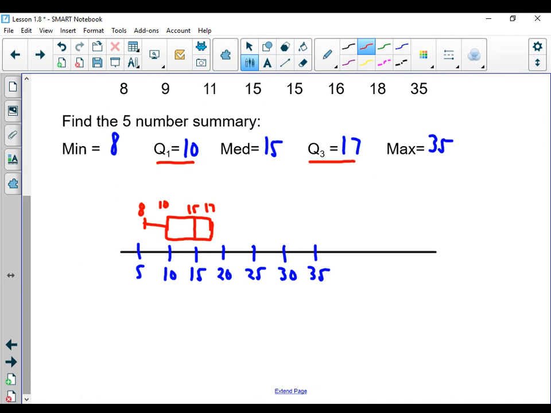On the high side, if I didn't have an outlier, I'd do the exact same thing. I just draw my line out to the highest value. However, we decided 35 was an outlier. So we're going to mark that differently. The number that was an outlier, I'm going to go to it, and I'm going to put an asterisk there, kind of a star. But I'm not going to draw out my whisker to it. I'm going to draw my whisker out to the next highest value. So the next highest value is 18. So my whisker is going to be pretty short.